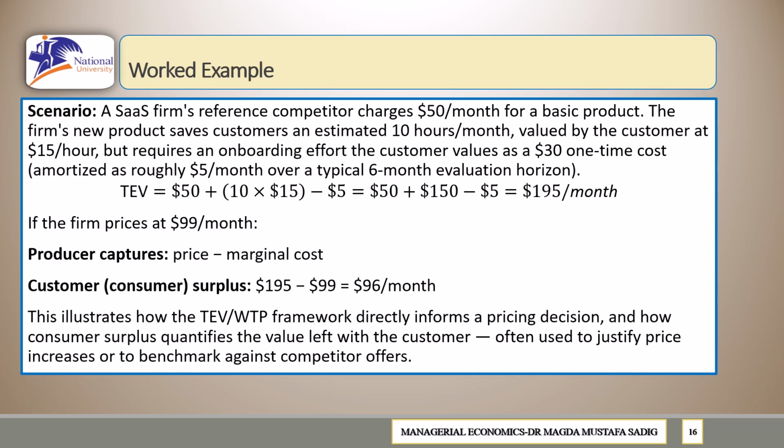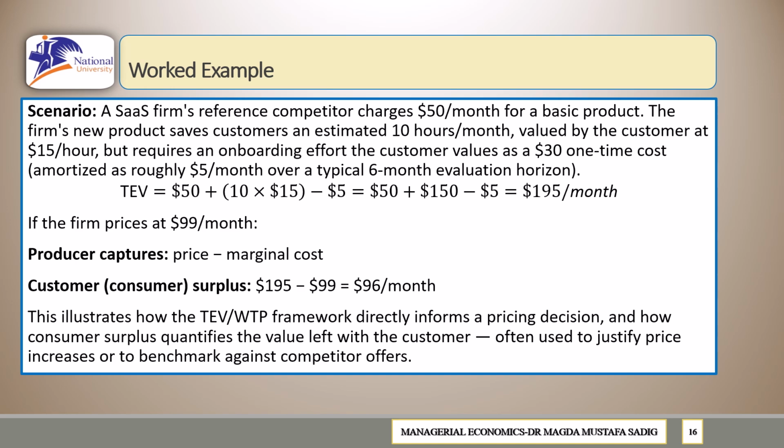Let us move to worked examples and consider a SaaS company. The competitor charges $50 per month. The new software saves customers 10 hours each month. Suppose each hour is worth $15. Total benefit is 10 multiplied by 15, equal to $150. The customer incurs an onboarding cost equivalent to $5 per month.